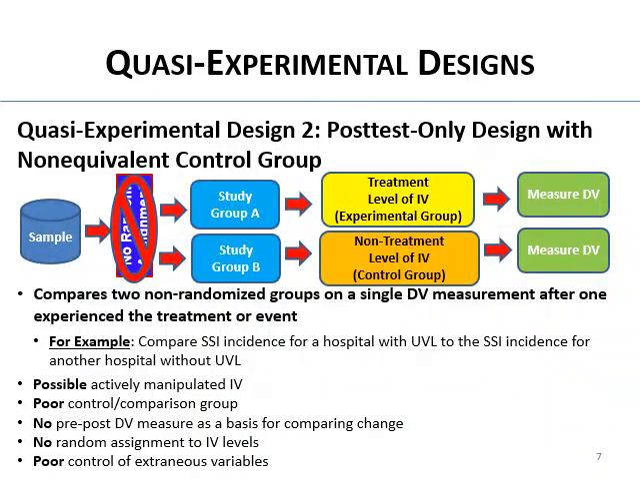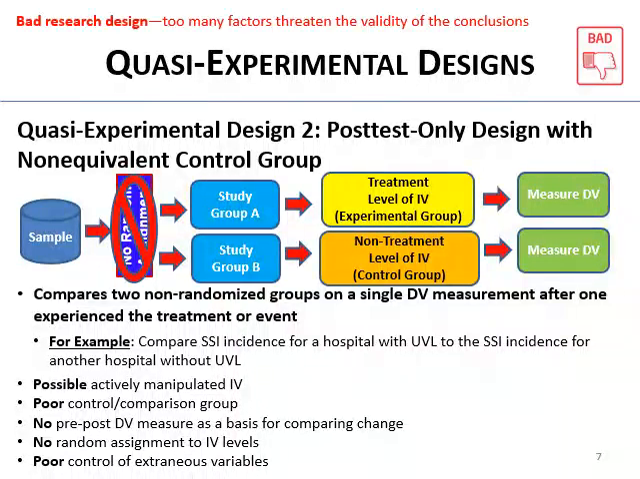So there's no random assignment to levels, and again, there's really bad control of extraneous variables. So this again is a bad research design. There's just too many factors that threaten the validity of the conclusions that you draw.